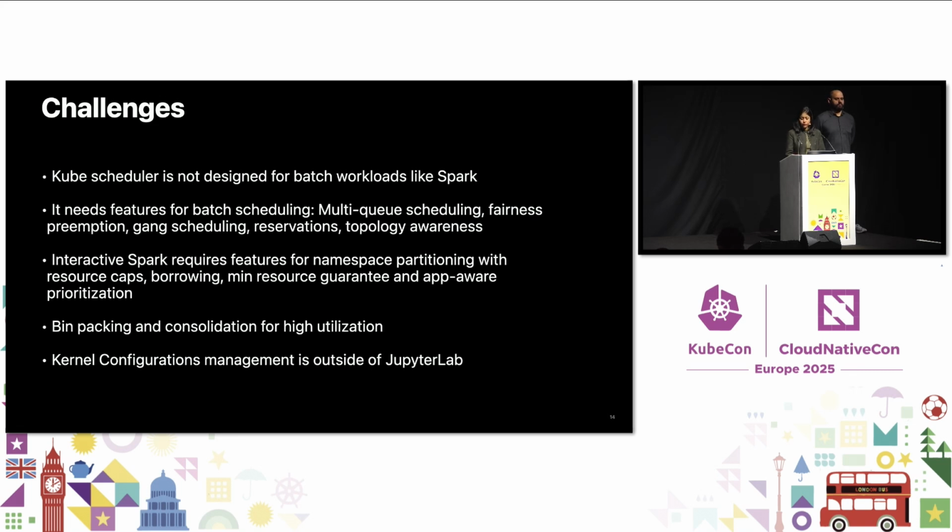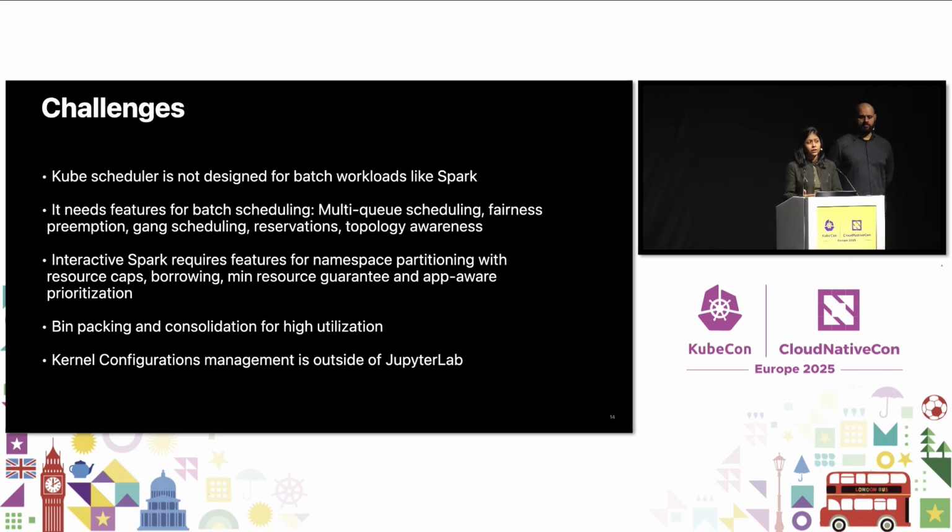There's no support for gang scheduling, especially for libraries like XGBoost, where we want all executors to come up at the same time, and you don't want to leave them waiting either. That is something which is missing in Kube Scheduler. And for interactive use cases, we needed fairness, preemption, reservation, resource guarantee for better user experience, and bin packing for better utilization of cluster resources. So those were the things which were not available in Kube Scheduler.